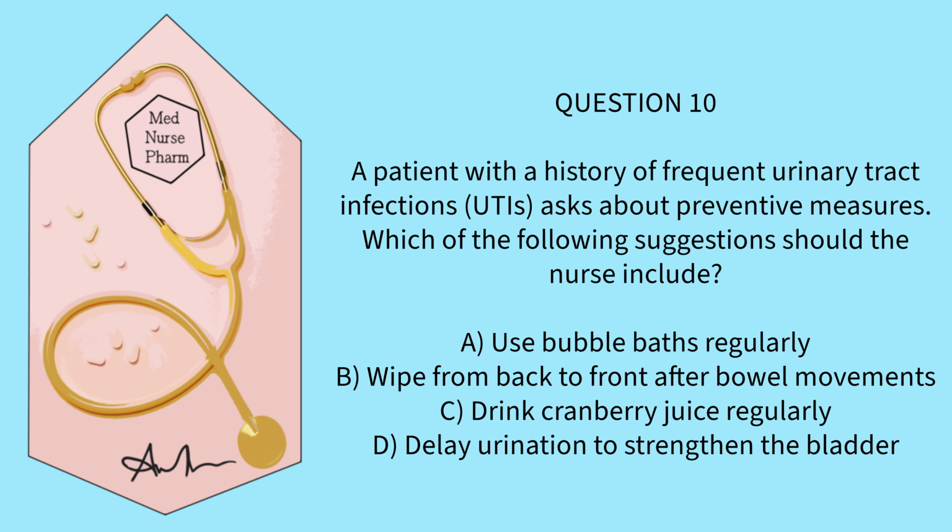Question 10. A patient with a history of frequent urinary tract infections asks about preventative measures. Which of the following suggestions should the nurse include? Use bubble baths regularly, wipe from back to front after bowel movements, drink cranberry juice regularly, delay urination to strengthen the bladder. Pause the video and select your answer.